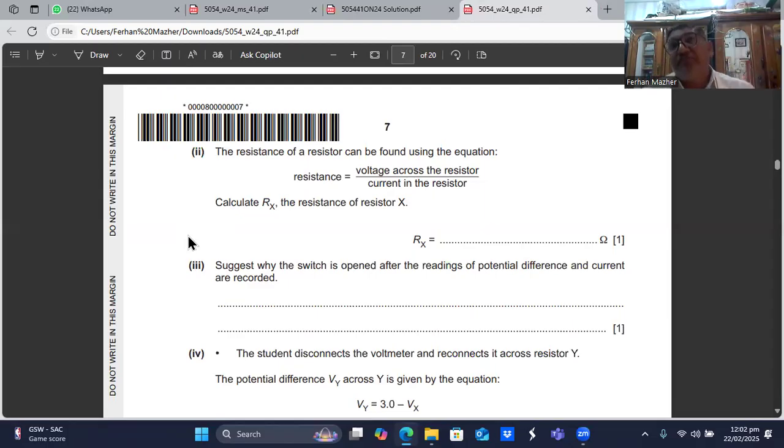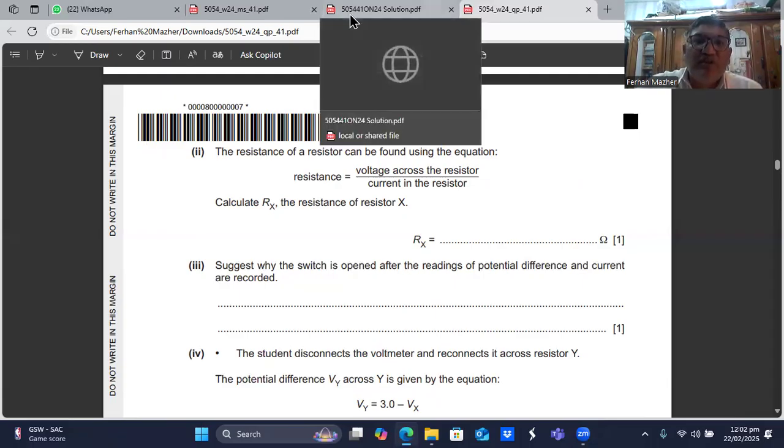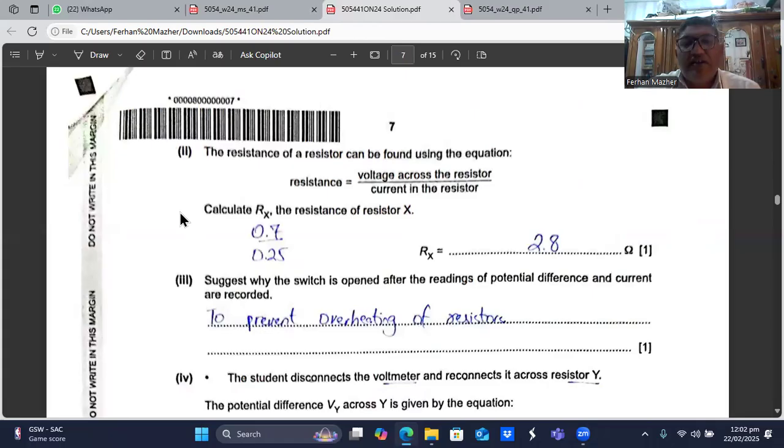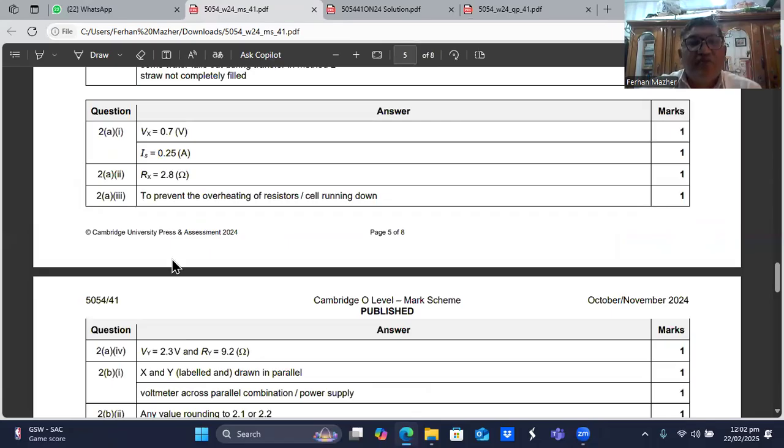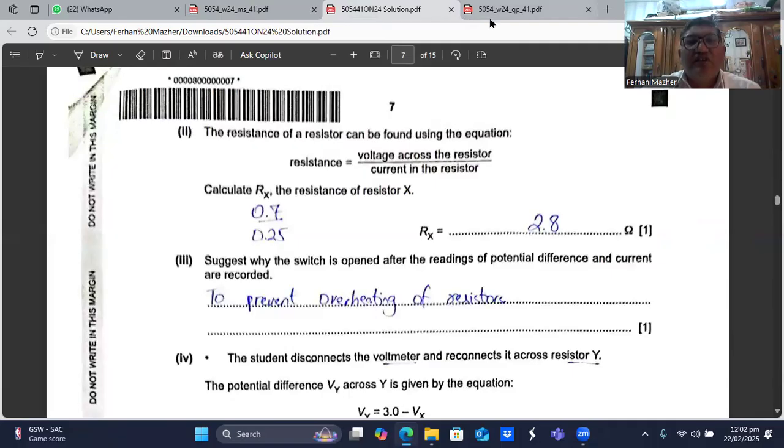The reason is that when the current continues to flow in the circuit, due to the flow of the current, the temperature starts increasing, and when the temperature increases, the resistance of those resistors and the leading wires also changes. So that's why we do not keep the switch closed. We just simply open it immediately to prevent the overheating of the resistors. Okay, so to prevent overheating of resistors or the cell running down, yes. So this is the reason.